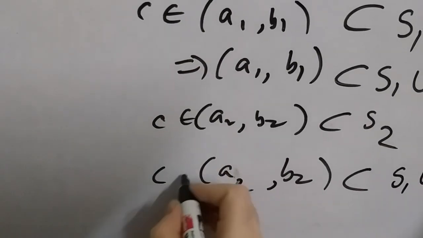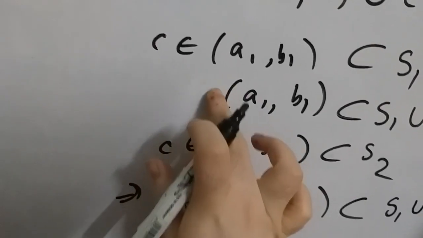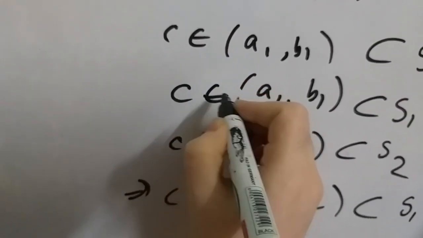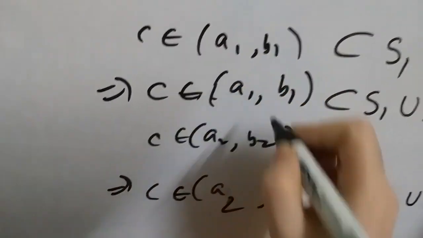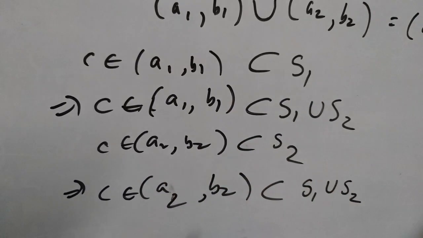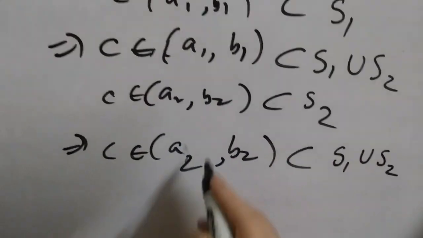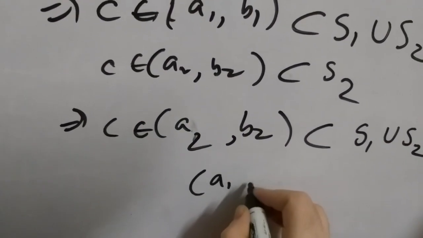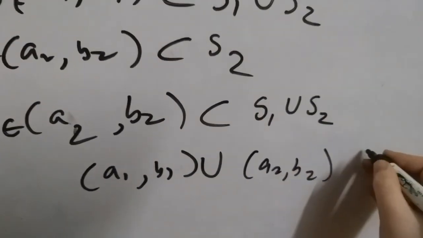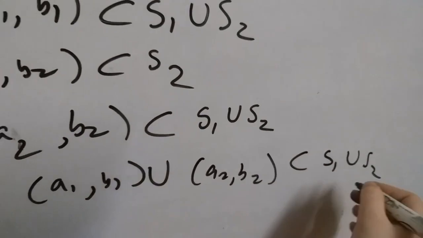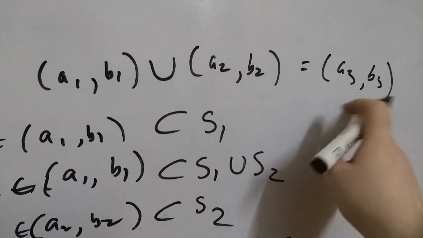and obviously c belongs to this open interval, and obviously here also c belongs to this open interval. So we get (a1, b1) contained in S1 union S2 and (a2, b2) contained in S1 union S2. Therefore the union of these two, (a1, b1) union (a2, b2), is also contained in S1 union S2. Then (a1, b1) union (a2, b2) equals (a3, b3).